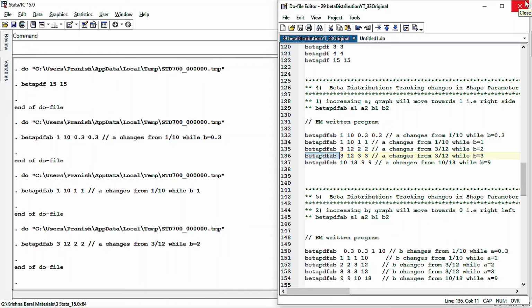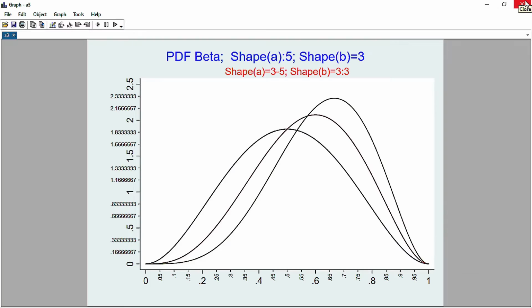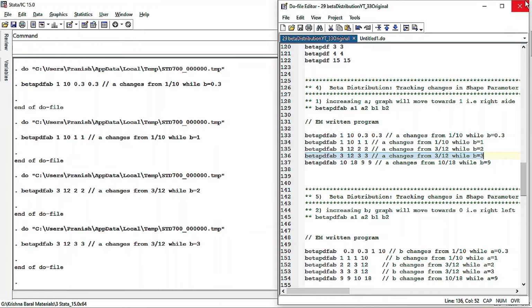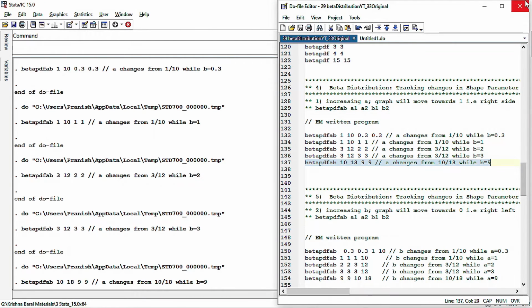Similarly, let us change the b parameter, and when the a parameter increases from 3 to 12 and b parameter is 3. And let us now change the a parameter from 10 to 18, while our b parameter is going to be 9.